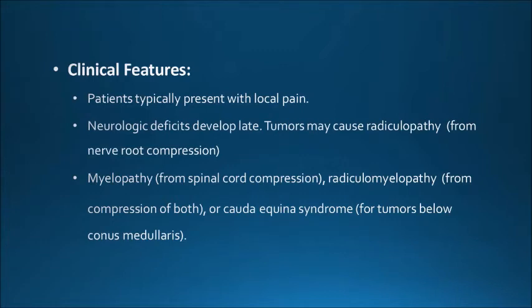So the clinical features of these schwannomas or dumbbell-shaped tumors, they typically present with the local pain, and then there can be extension of the radicular pain as well, and the neurological deficit usually develops late in these cases. In cases of the severe cord compression or intramedullary extension, we can also have the myelopathy as well, or in cases of this cauda equina syndrome. Whenever you talk about or you listen about the cauda equina syndrome, you must know that the cauda equina syndrome is actually a neurosurgical emergency.